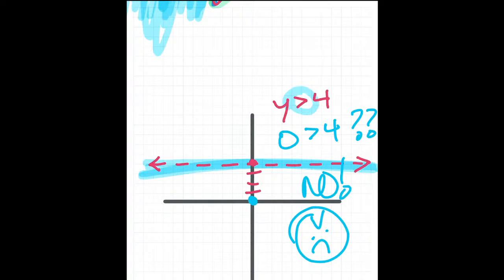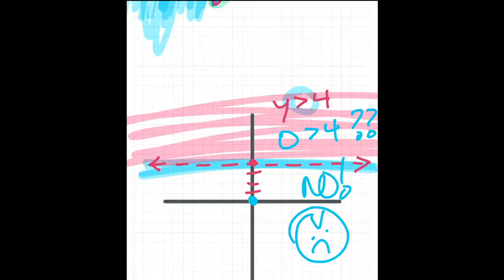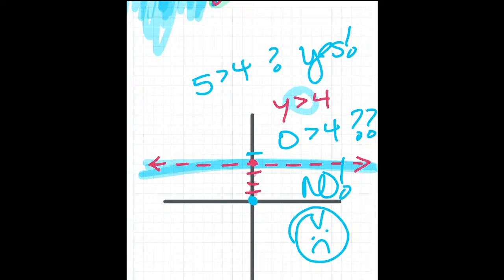All right? Instead, let's check a point that is somewhere up here. Okay? Let's check. Let's see. This is 1, 2, 3, 4. Let's try 5, which is right here. Is 5 greater than 4? Yes! Okay? So your answer would have to be here. Your answer is in the region above the dashed line.